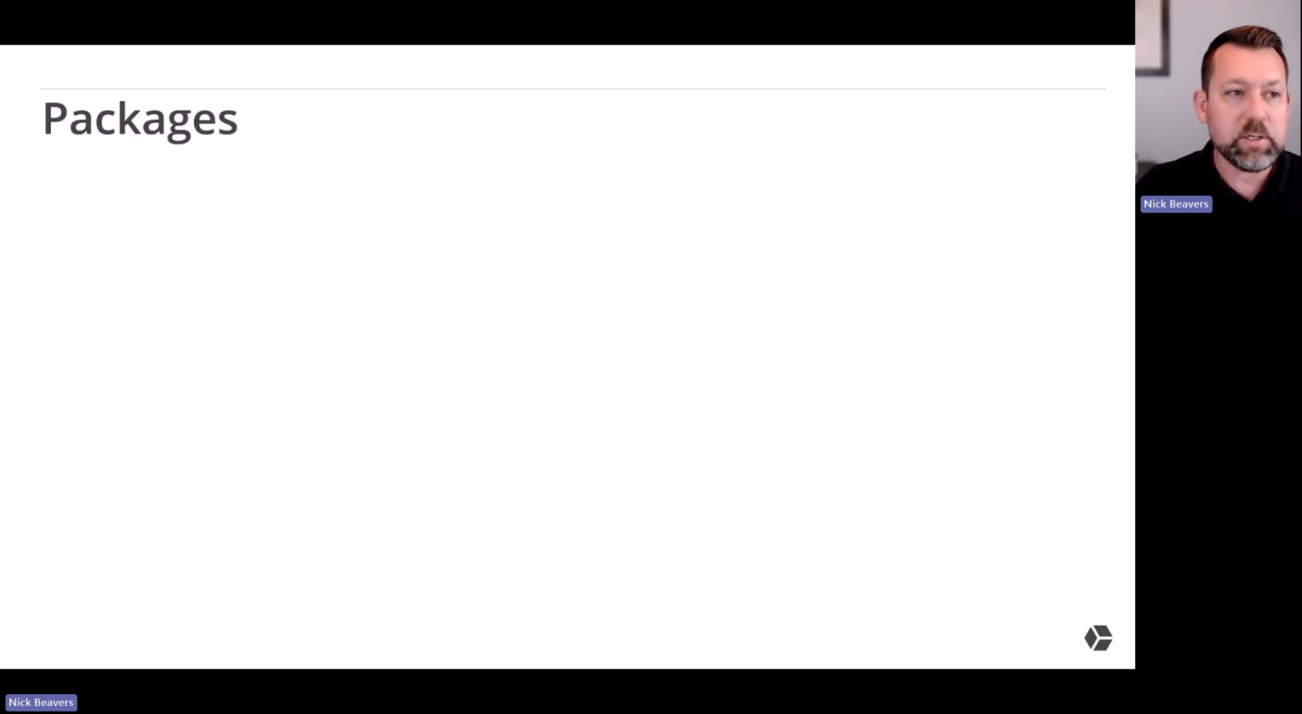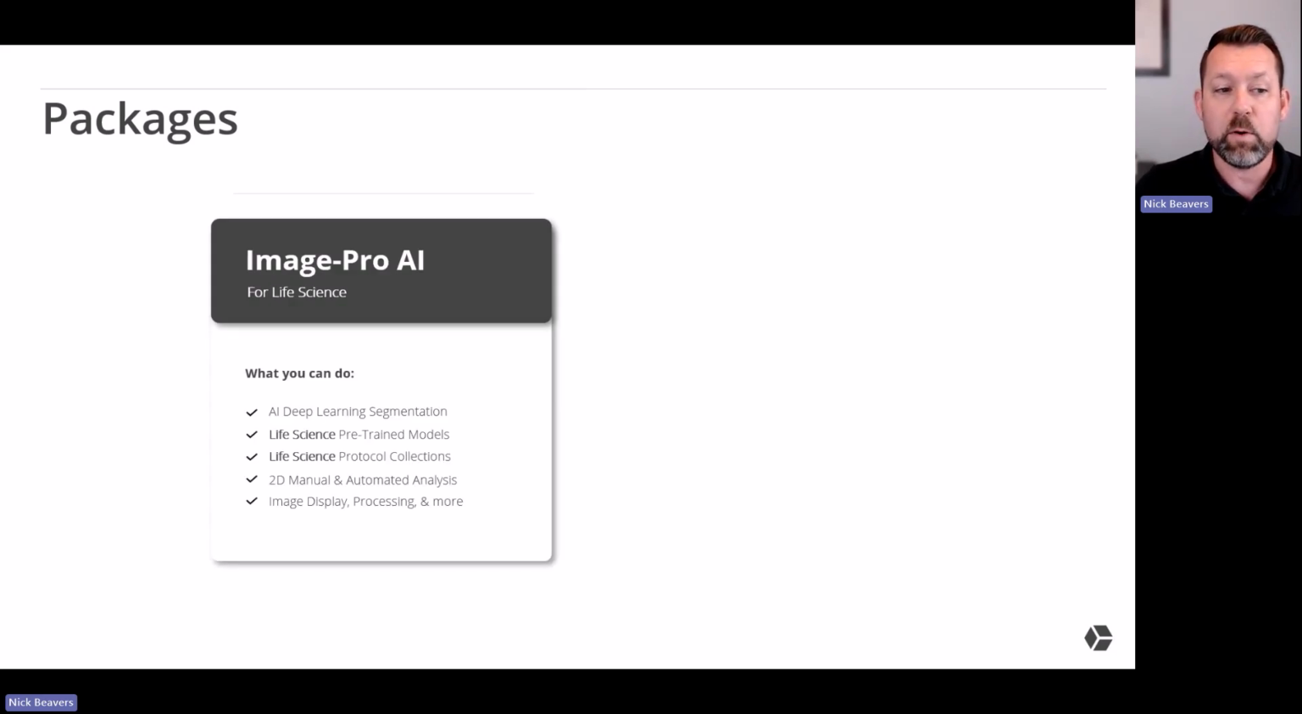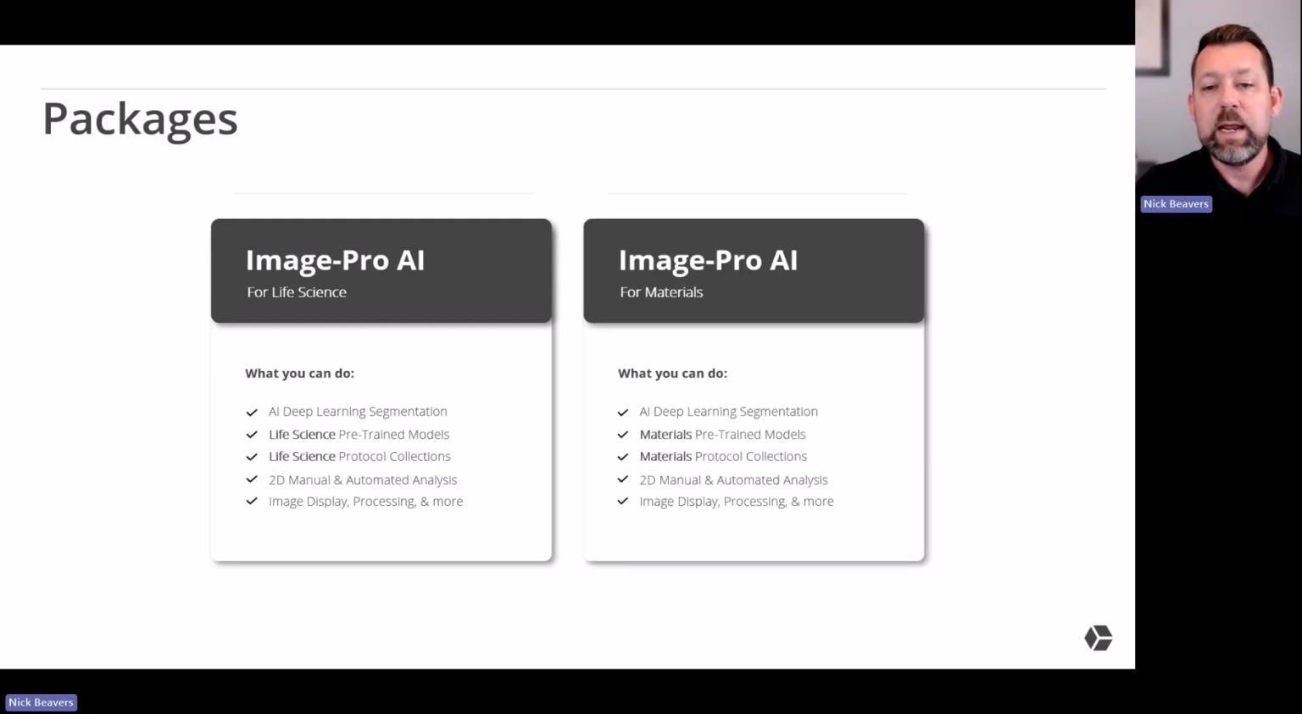So next steps, if you're interested, there are packages available. There is an imagepro AI for life science package that includes everything we talked about today and showed you, and then a corresponding imagepro AI for materials package as well. Both of these would give you all of the pre-trained models for materials or life science, all of the protocols that we talked about, and the ability to do the automation that we've really put a focus on today. But also, if you do need to do one image at a time, draw manual lines or do some kind of really non-automated task, that's also available to you, but definitely just not the most efficient process.